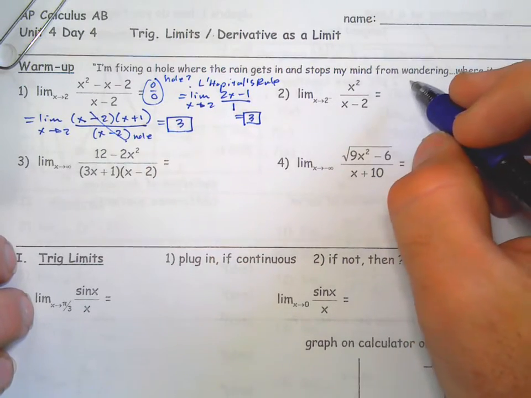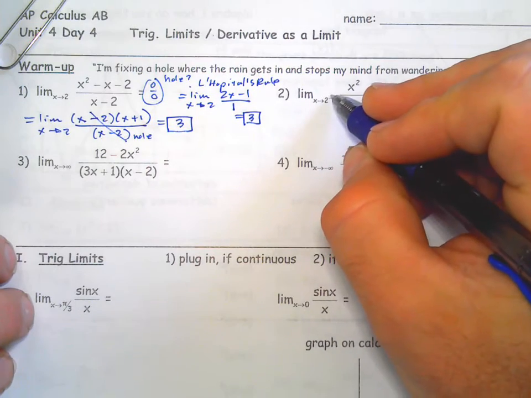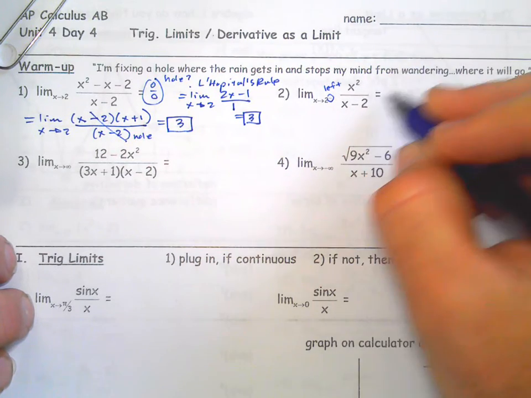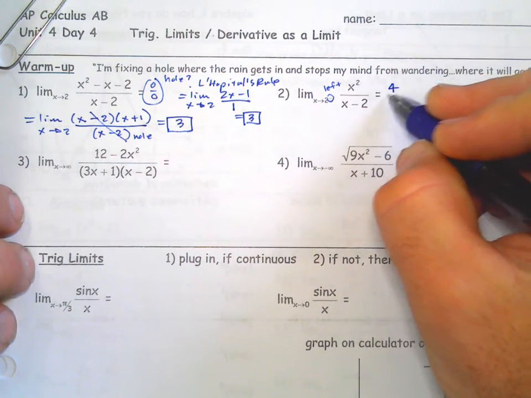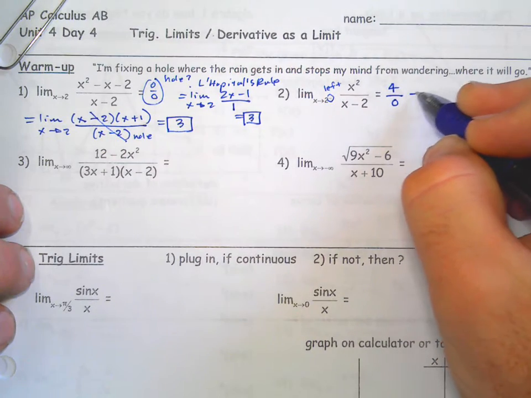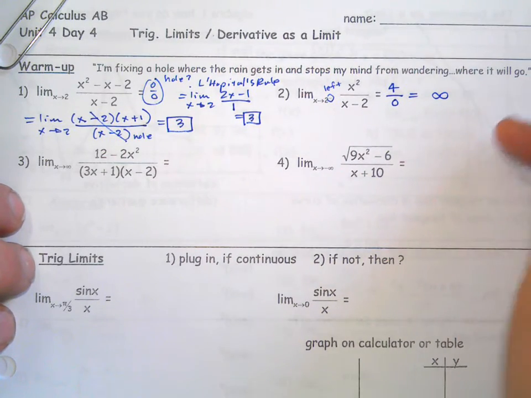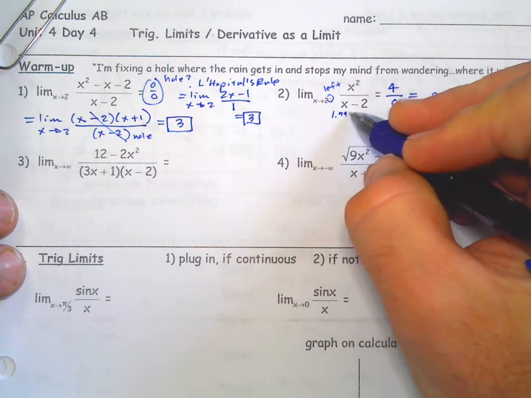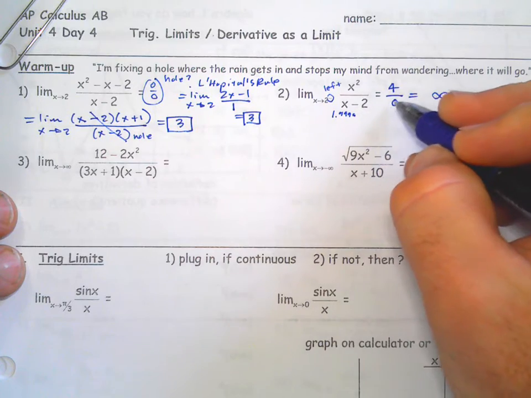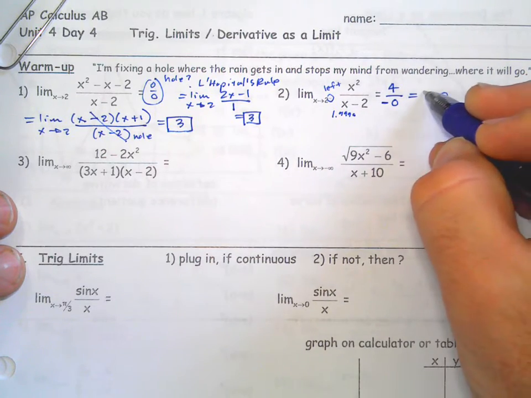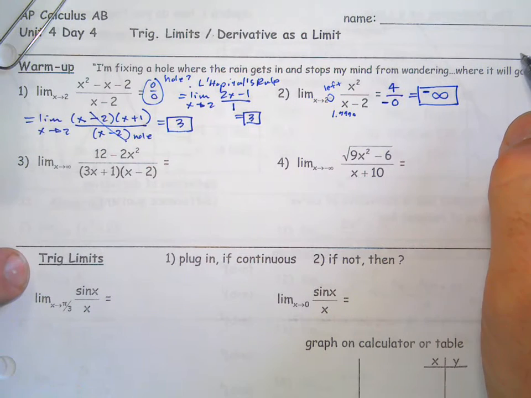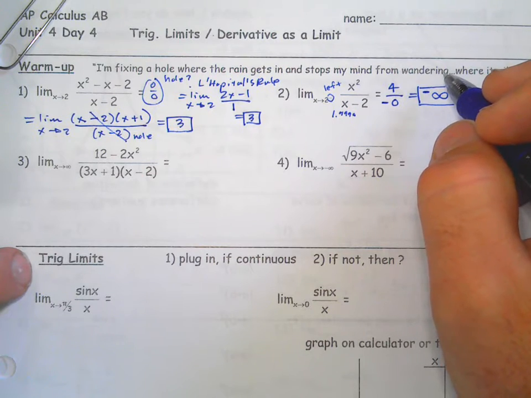Okay. Next one, we're approaching 2 from the left side, right? It's a one-sided limit. At first, you might just plug in and say, okay, well, this is going to be 4 over 0. So it's going to be some kind of infinity. Is it positive infinity or negative infinity? So 2 from the left would be like a 1.99999 right here. Minus 2 is going to be a negative tiny quantity, so it's going to go to negative infinity, a very large negative number. So that one's not a hole. It's a vertical asymptote.